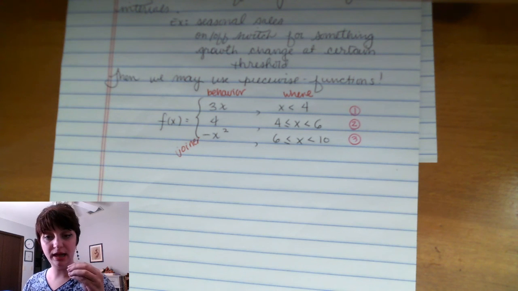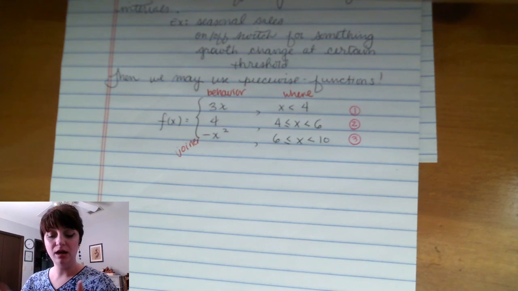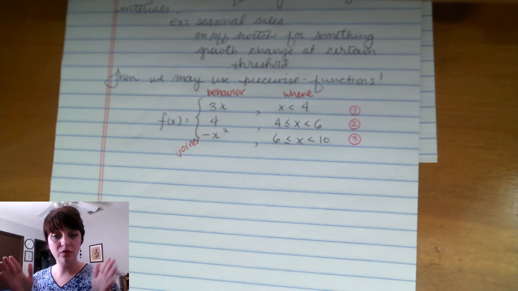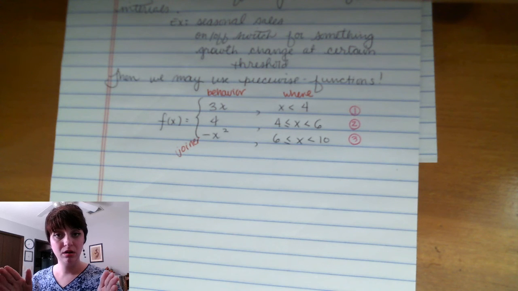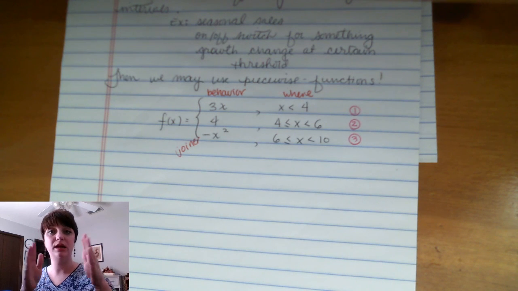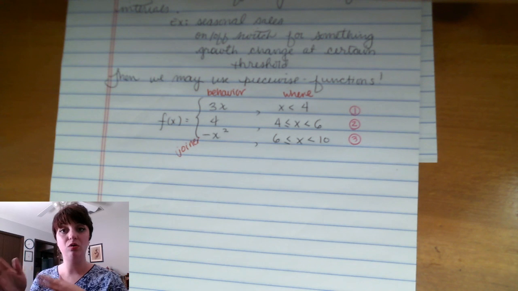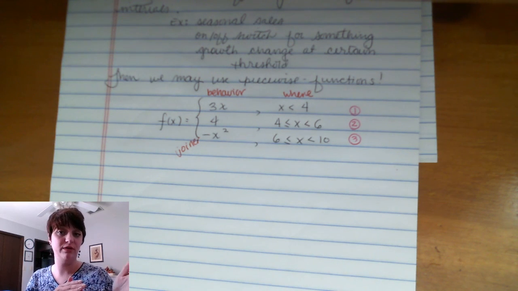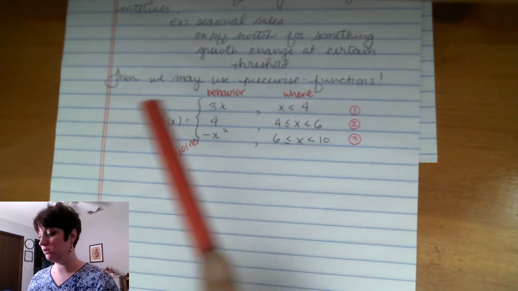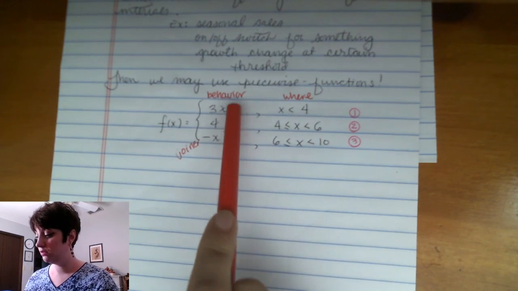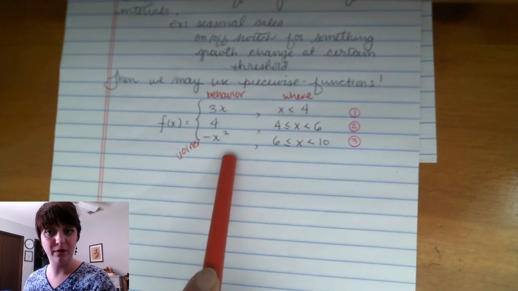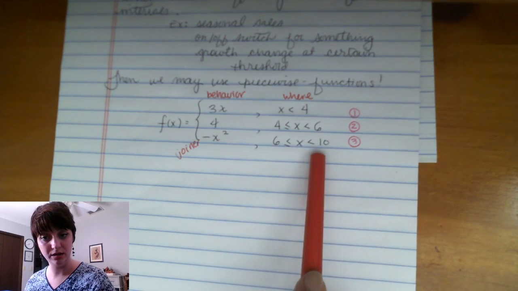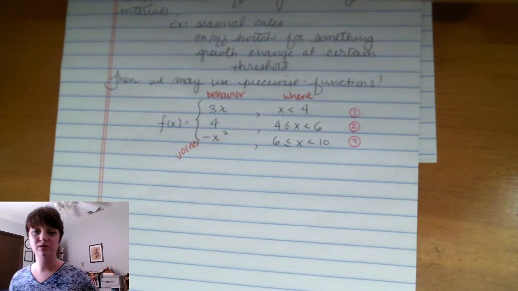This is exactly like you as a person. I have work Brittany, and I have home Brittany, and I have family Brittany, and I have friend Brittany. So even though it's all the same person, how I am at work is different than how I am with my friends, right? Or how I am with my friends is even different than how I am with my family. So same function, one Brittany, 3 different types of behavior depending on where you're located. All right, so that's the idea behind piecewise functions.